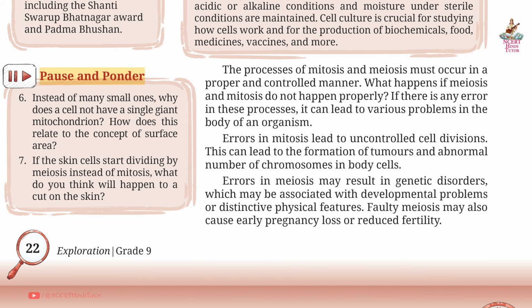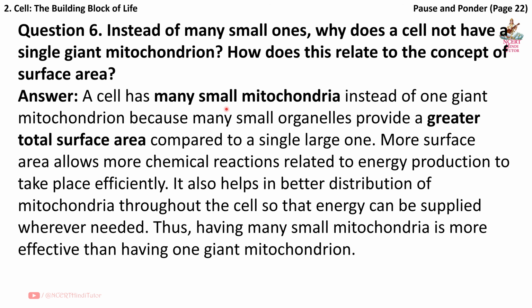Pause and ponder, page 22, question 6. Instead of many small ones, why does a cell not have a single giant mitochondrion? How does this relate to the concept of surface area? Answer. A cell has many small mitochondria instead of one giant mitochondrion because many small organelles provide a greater total surface area compared to a single large one.